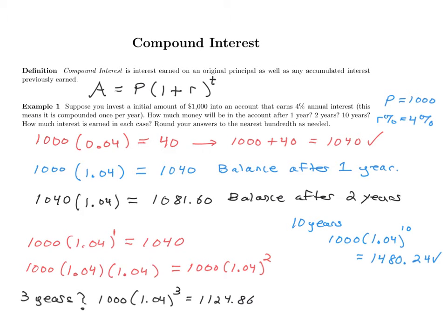In this example, it also asks how much interest is earned in each case. And I stated it for the first two. After 1 year, you earned $40 interest. After 2 years, it was $81.60. After 10 years, how much interest was earned? What you would do is you would take your initial amount, which was $1,000, and you're subtracting that from the value of the account, which is, in this case, $1,480.24. So here the interest earned is $480.24. So in 10 years, this is how much money you actually earned in terms of interest.